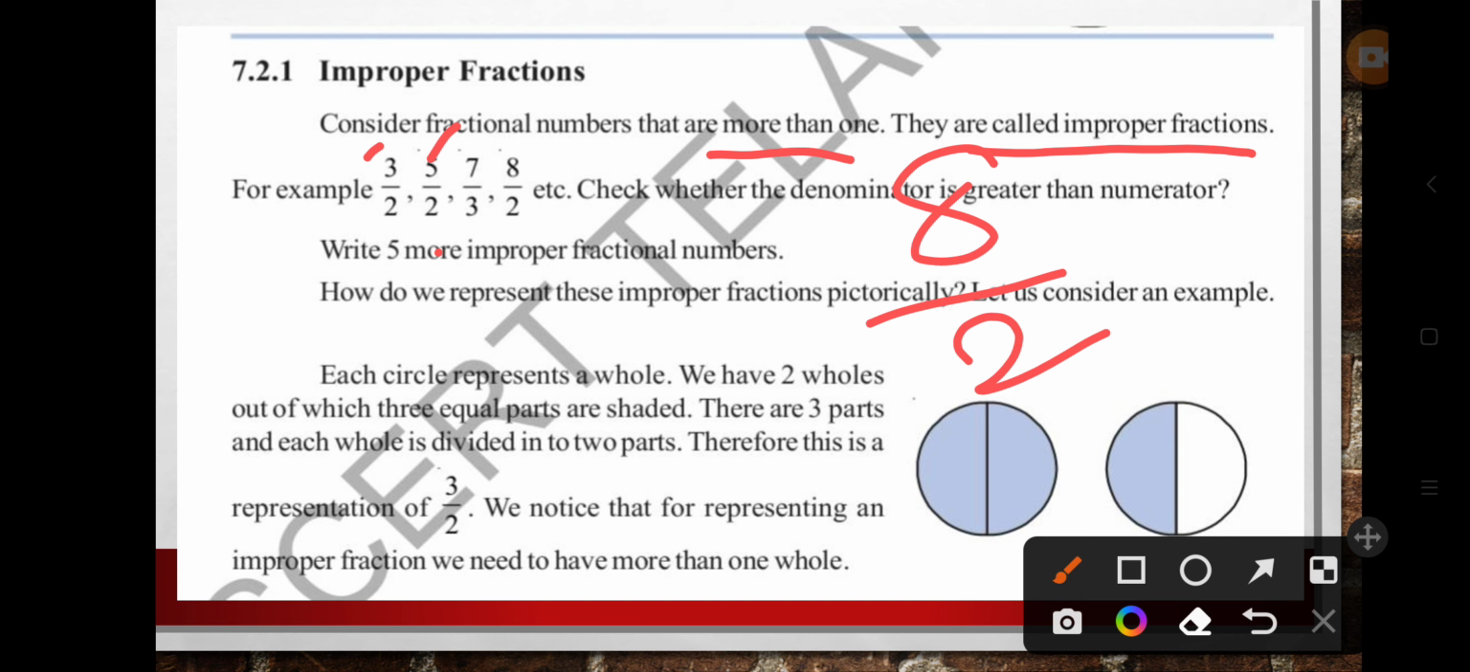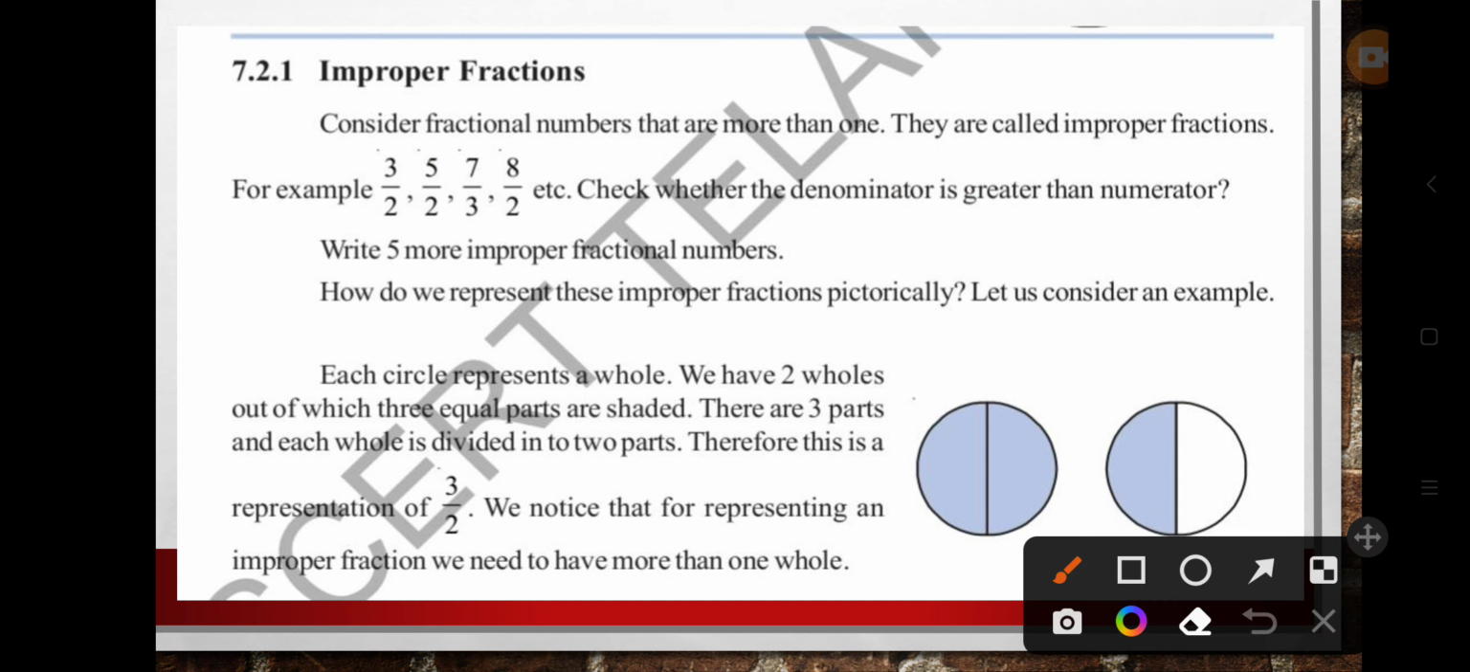Suppose we are taking 2 cakes and we divide each into 2 equal parts. Suppose I add in one cake the full part and in the second cake the half part, then I will take 3/2. How many parts did we divide each cake into? We take that as the denominator. How many parts we ate, we take as the numerator. This is the important point here.